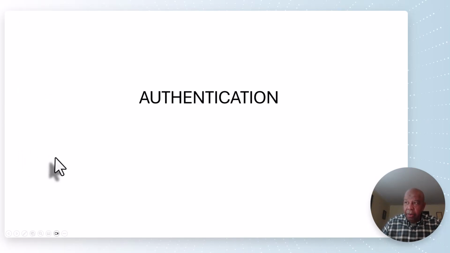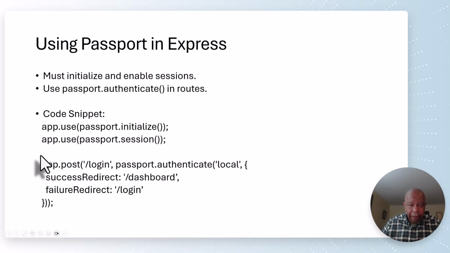Okay, authentication using Passport. You must initialize and enable the session, and use Passport authentication and routes. Code snippets. This is where we initialize Passport. This is where we tell Passport that we're going to be using the Passport session to initialize a session for us. Here's some snippet code that says I'm logging in with Passport, and I want you to authenticate using the local strategy.